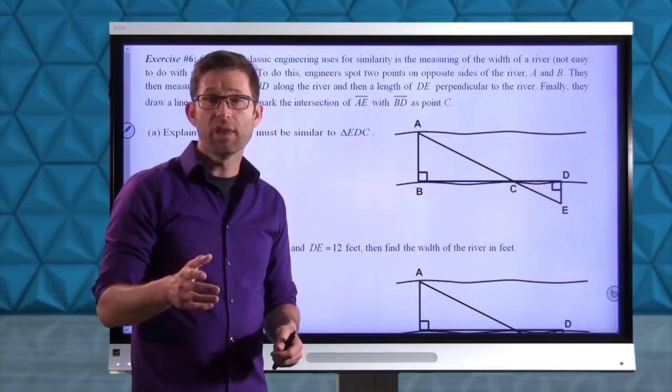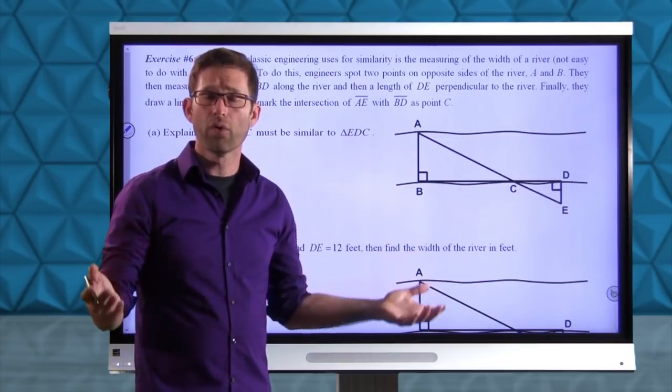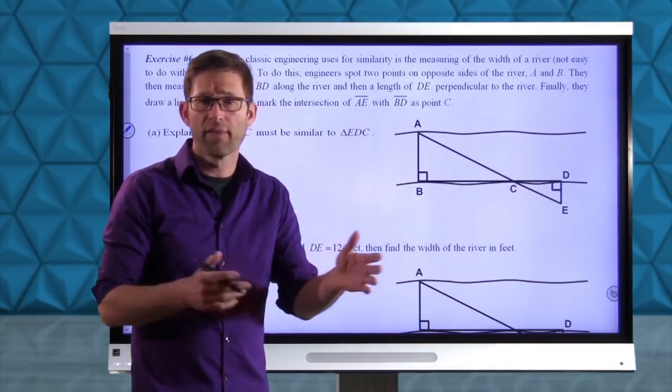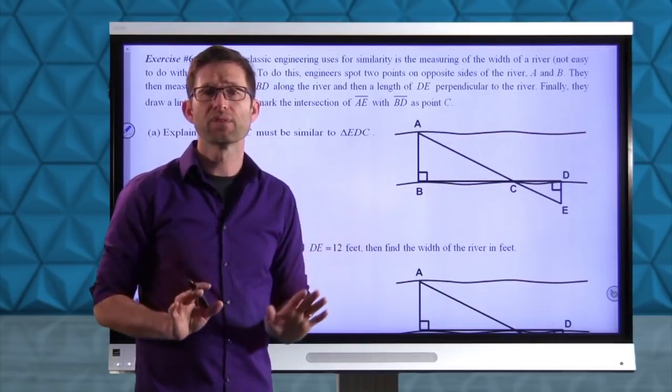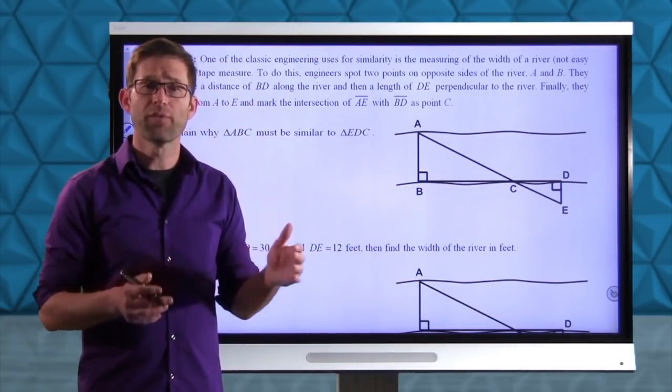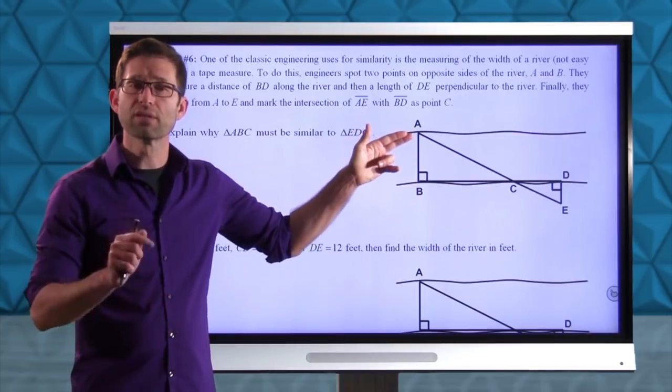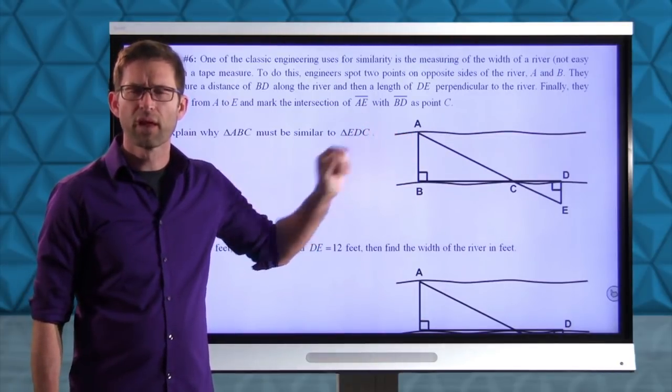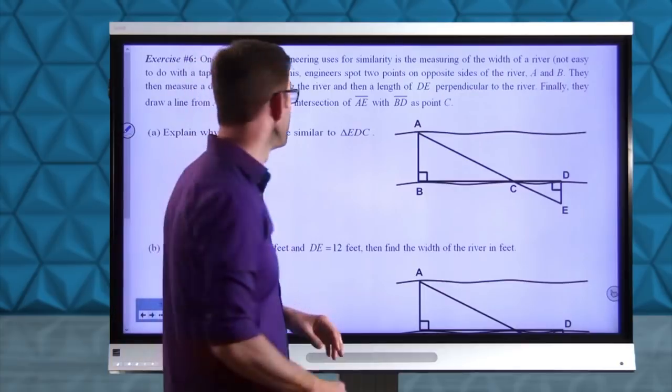Don't get me wrong, these days, of course, you can take aerial photographs, if you have a scale on them, Google Maps, things like that. It's not as hard as it used to be. But it used to be that people would figure out the width of a river by using similar right triangles. Let's take a look at how that works in this problem.